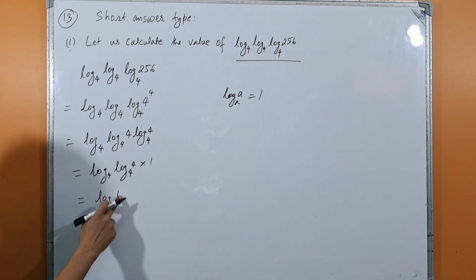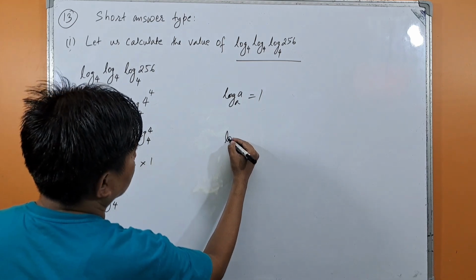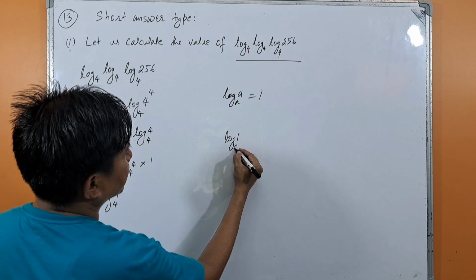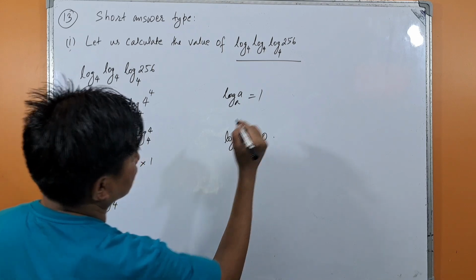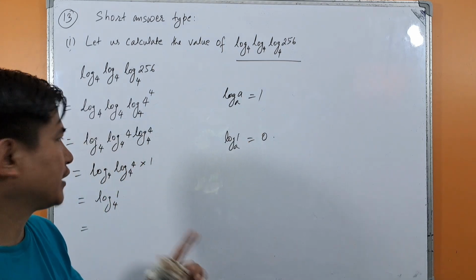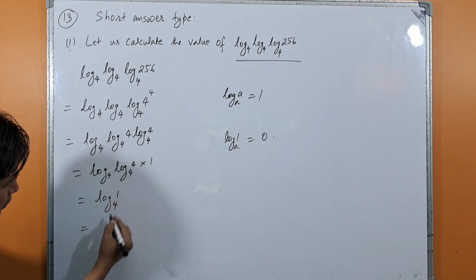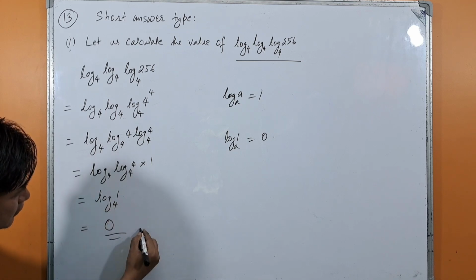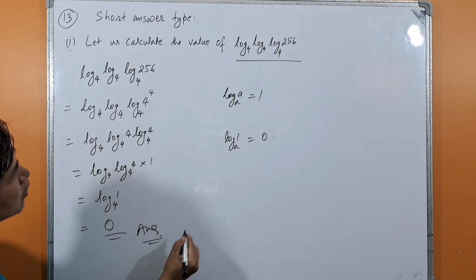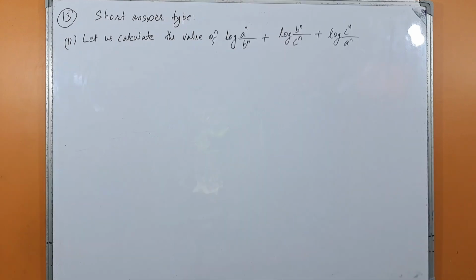Now we have log 1 to the base 4. Log 1 to any base equals 0, isn't it? The value of log 1 is always 0, okay? So this gives us 0. So this is the solution for question number 1 of 13, okay?